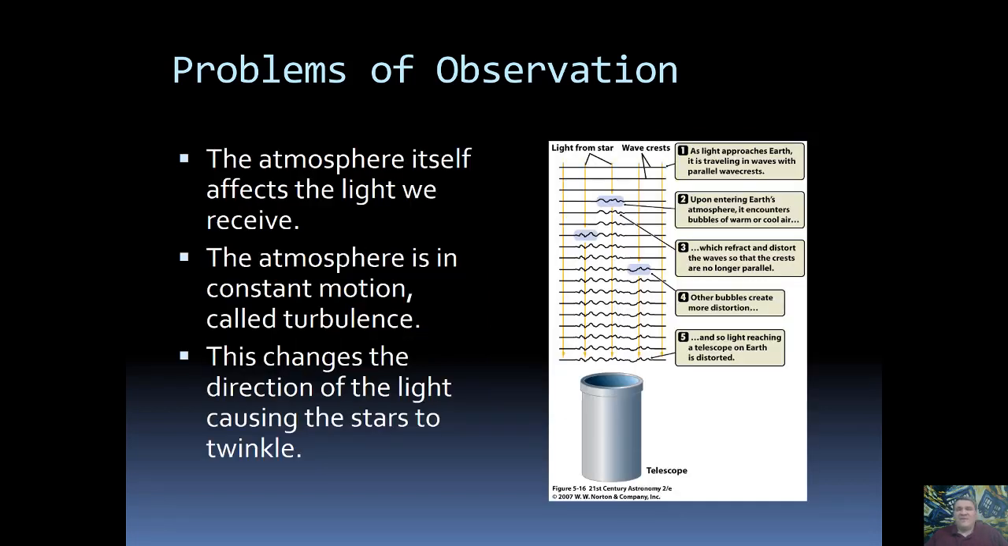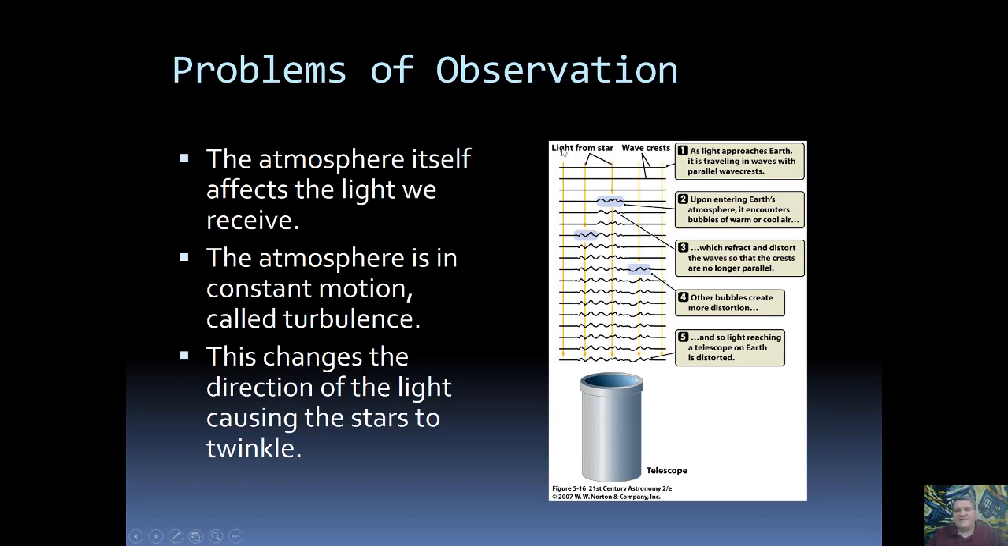Now, another problem we have is just the atmosphere itself. Even if you have a very clear night, the air itself is in constant motion. If you've ever been on an airplane and experienced turbulence, turbulence is where the airplane is shifting and rocking, and that's because of the motion of the air around the airplane. Well, it doesn't just affect airplanes, it's going to affect light too.